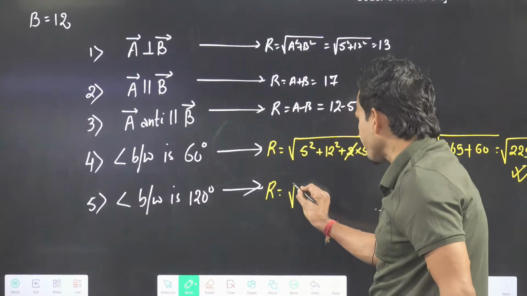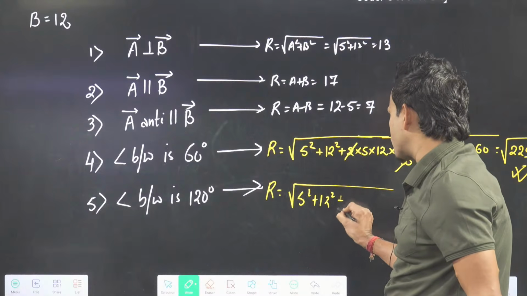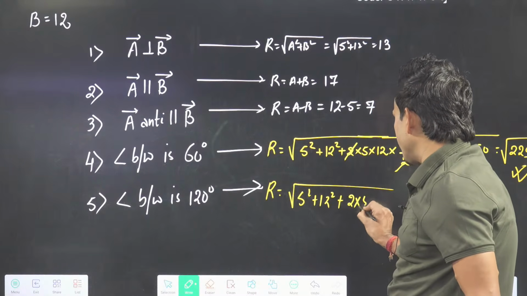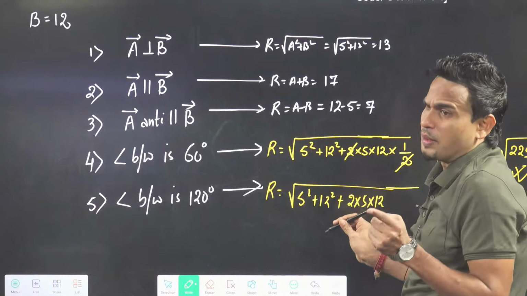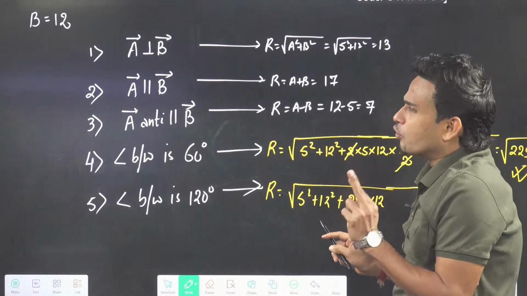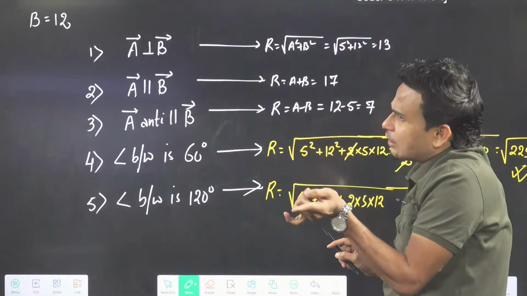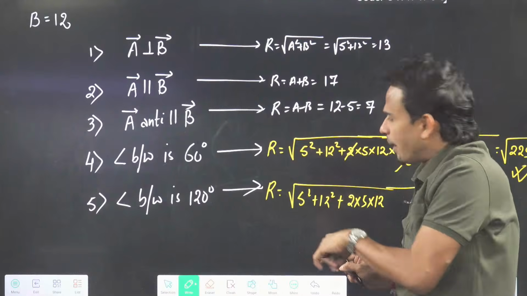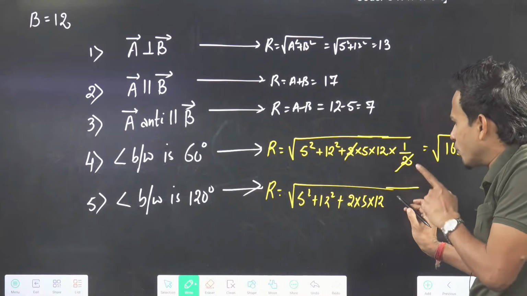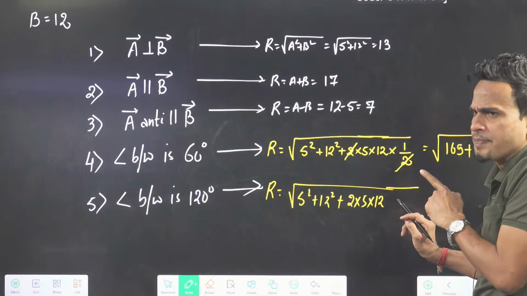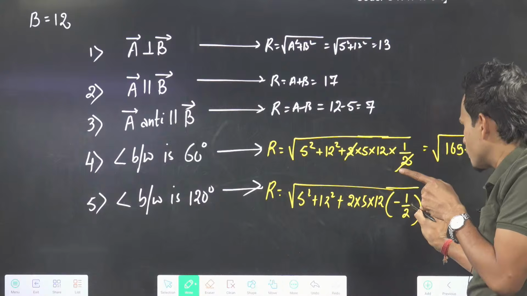You cannot avoid it. Under root of 5 square plus 12 square plus 2 into 5 into 12 into cos 120. Cos 120 value you must know. If you don't know, then you have to write cos 120 as cos of 90 plus 30. So that will become minus sin 30. Minus sin 30 means minus 1 by 2. Directly better you remember. Cos 120 value will be used everywhere in physics. Cos 120 value is minus 1 by 2. So this will get cancelled.